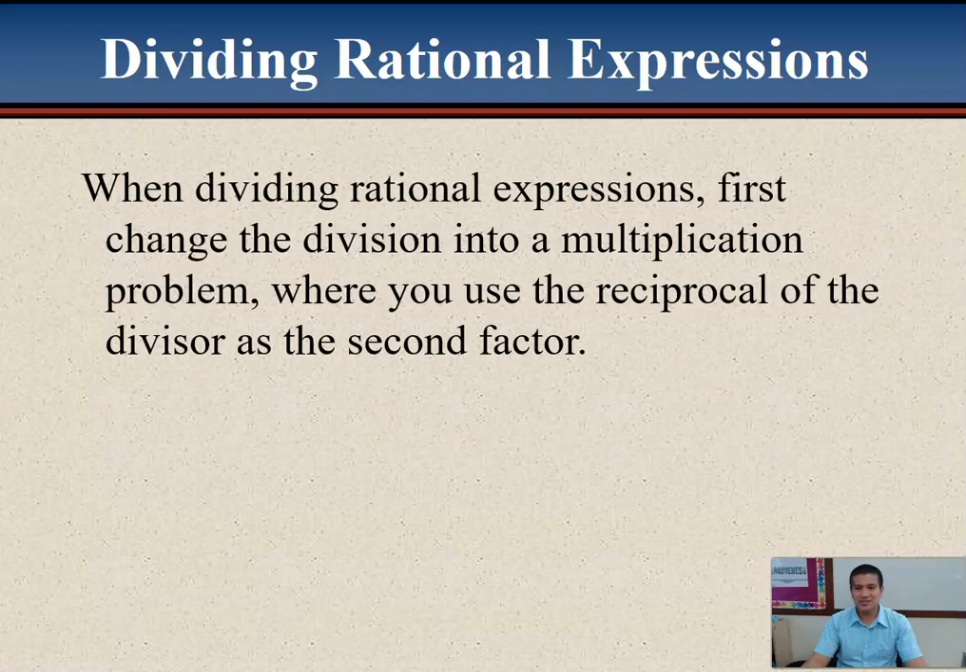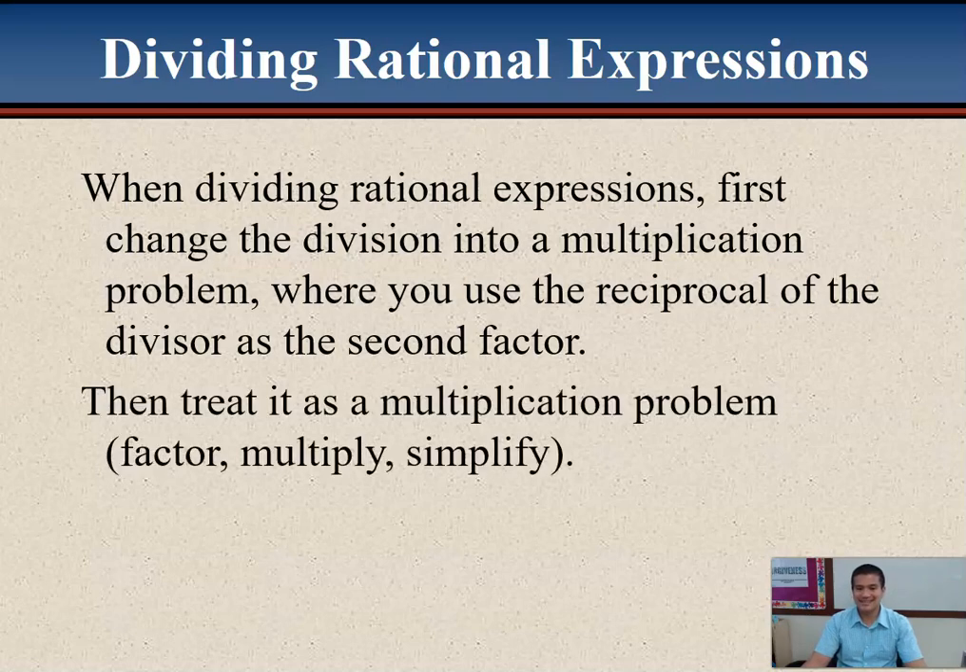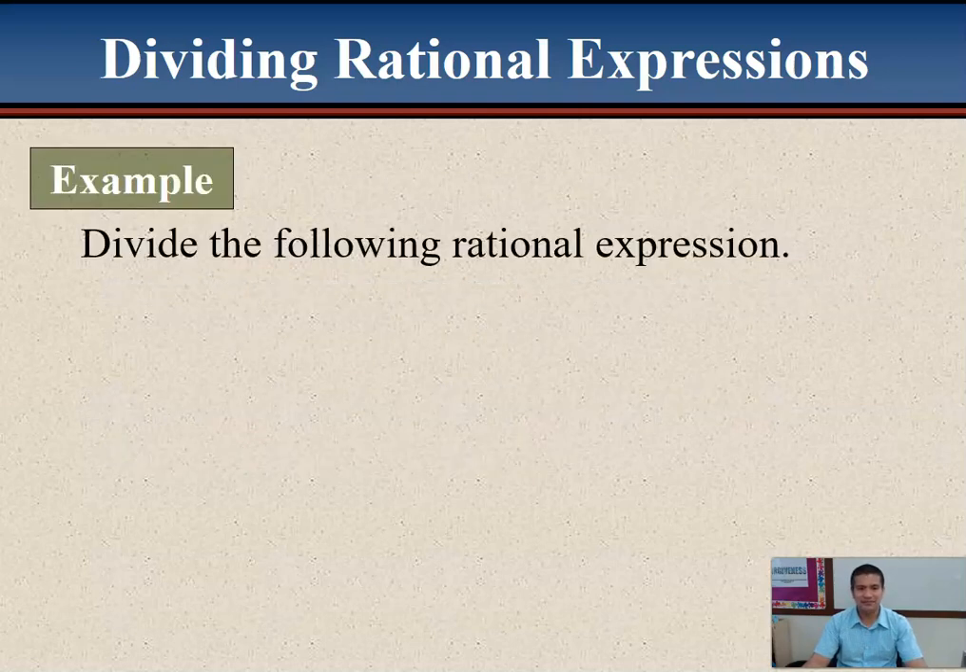So when dividing rational expressions, first change the division into multiplication, and then find the reciprocal of the divisor as the second factor, and then try to do the multiplication, or you can factor first and then simplify. Factor, multiply, and simplify.